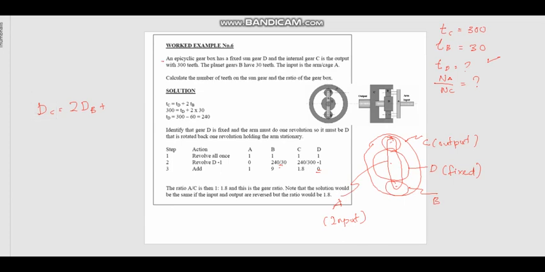That's correct. Plus the diameter of D, right? So then I can replace this with TC equals 2TB plus TD. We want to find D, so TD is simply TC minus 2TB. TC is equal to 300 and TB is equal to 30, so this is equal to 240. So I know that TD is 240.